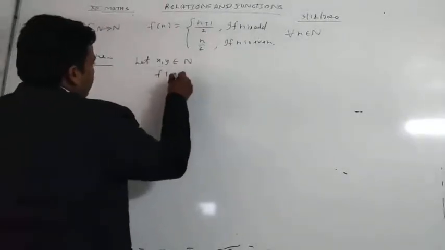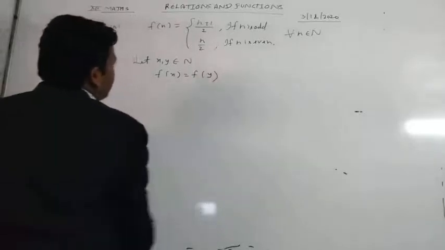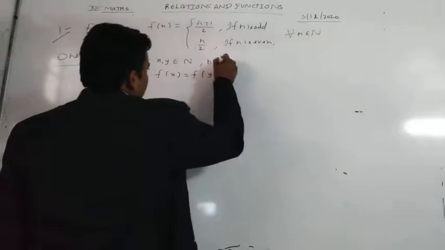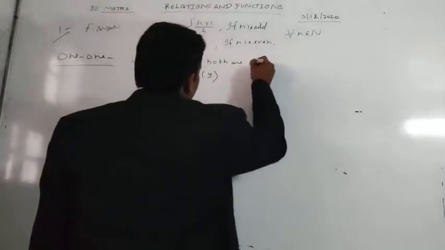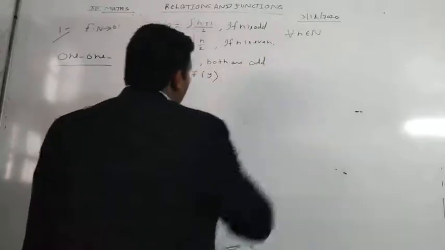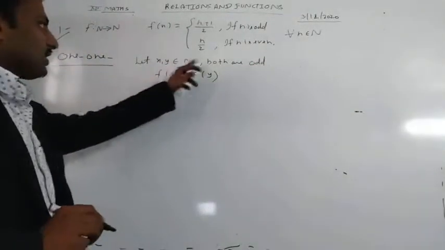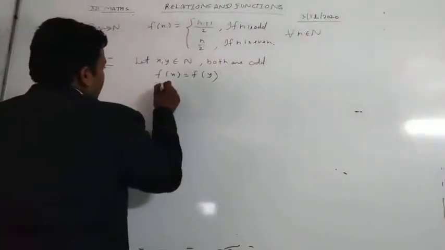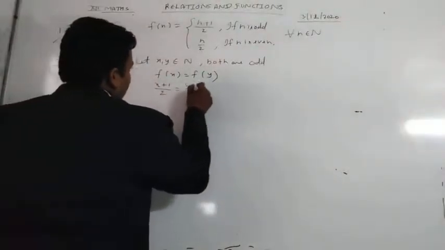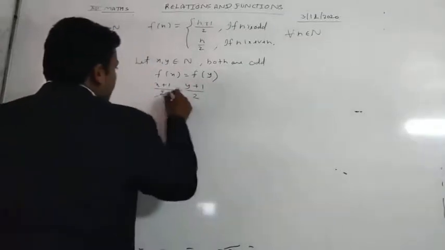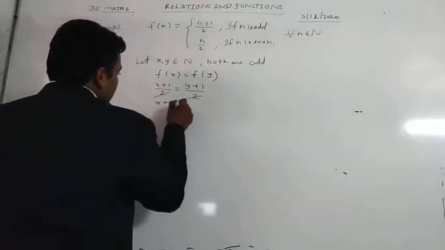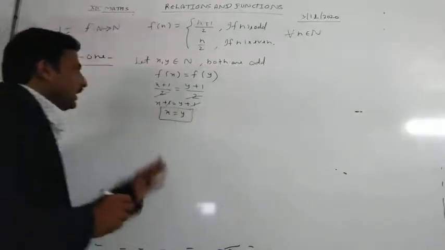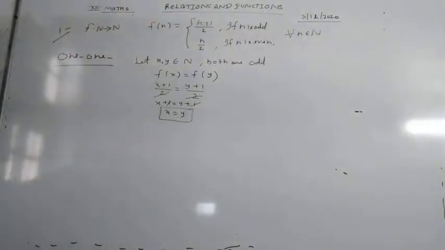Then f(x) is equal to f(y). x, y belong to N and both are odd. Then what are we getting? It will be (x plus 1) by 2 and (y plus 1) by 2. 2 and 2 cancel, x plus 1 equals y plus 1. So x is equal to y. In this case, it is satisfied.